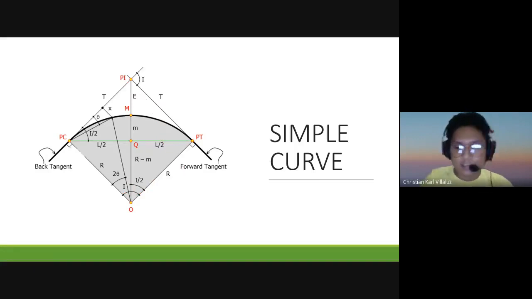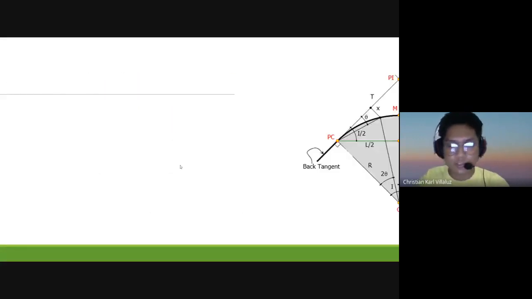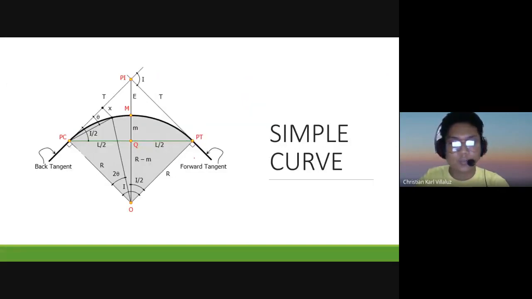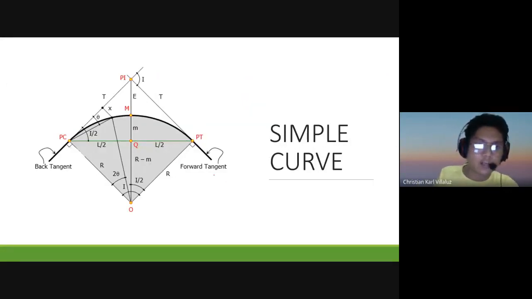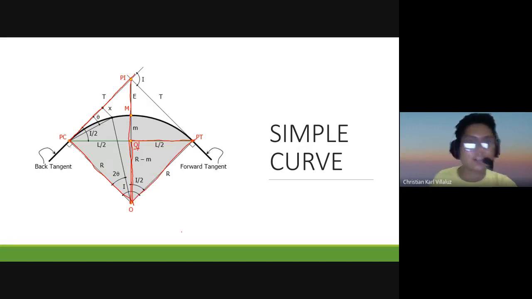So, what are the formulas that we will use here in simple curve? Mga formula na yan, madi-derive lang naman yan galing dito sa mga right triangle na mafo-form natin dito sa simple curve. We have this triangle. Okay, we can use that. And lahat ng variables doon, pwede nating i-derive doon. At meron din dito na triangle na to. So, ito yung right triangle niya.